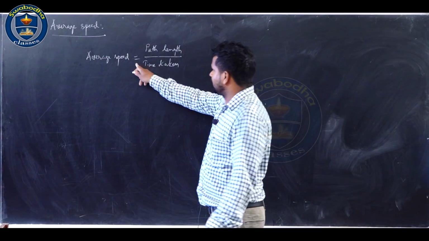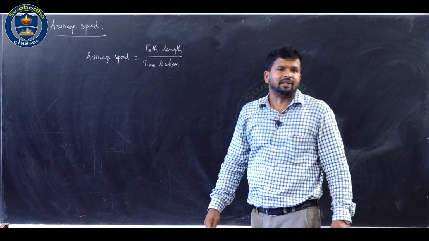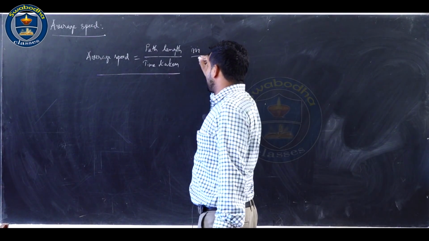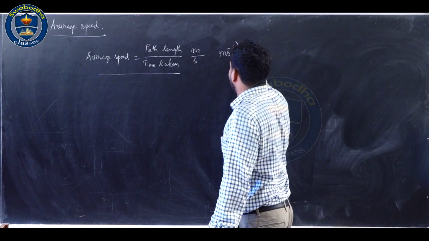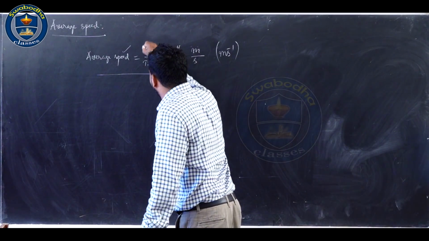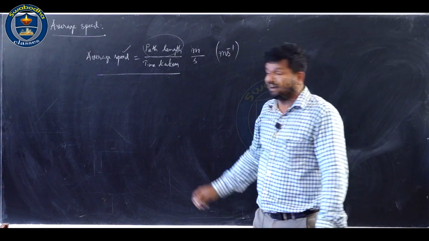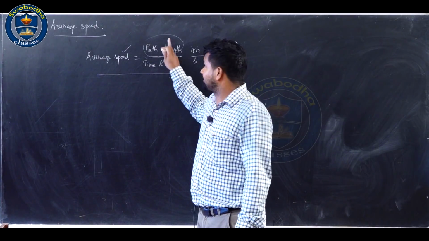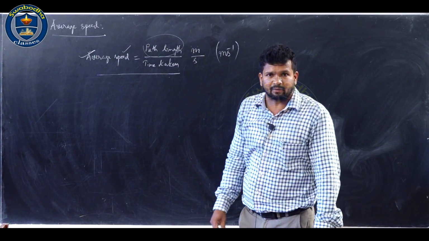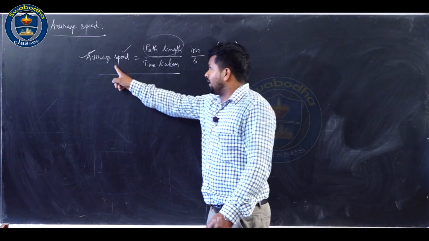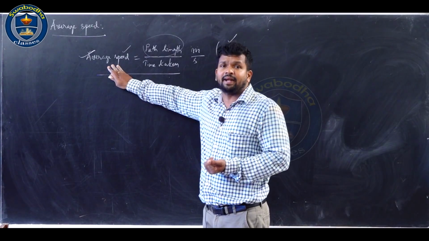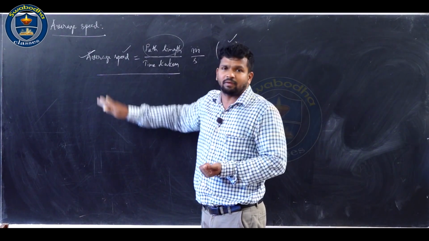Average speed is nothing but path length divided by the time interval, or time taken. Path length will be measured in meter, and time taken in seconds. So the SI unit is the same as that of average velocity, meter per second. But please note, average speed is defined using path length. Path length is a scalar which has only magnitude. Path length can never be negative. It is always positive. So average speed is also a scalar quantity which is always positive, with only magnitude and no specified direction.